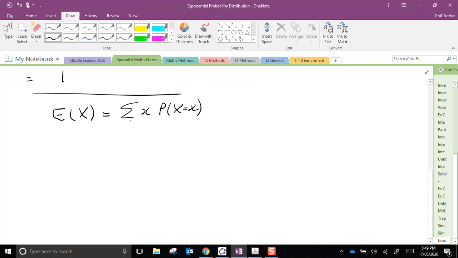Now we said it was the sum when we were using discrete values, but of course we don't have a discrete value this time, we have a continuous value, so we will need to do an integral from 0 to infinity to cover the whole thing. Now what was our function? Our function was lambda e to the power negative lambda x. Oh, I forgot to put dx there in that first line.